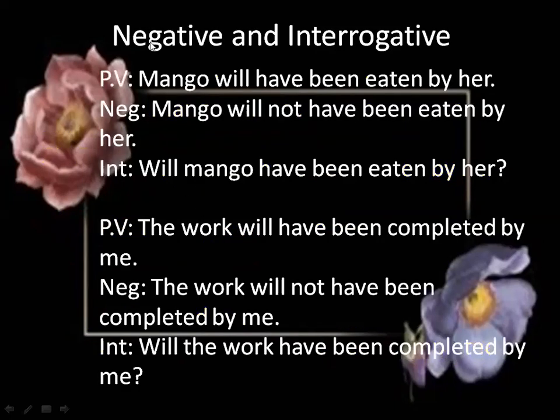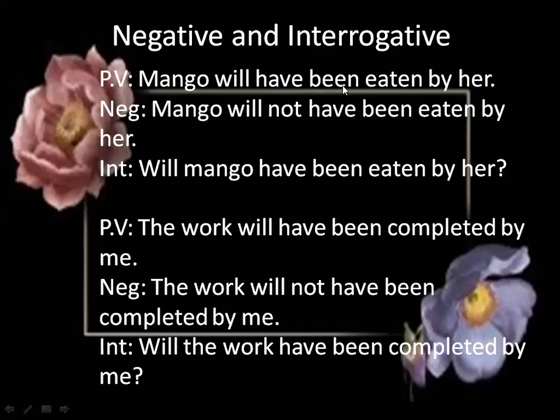Now, when we convert some sentences into negative and interrogative: Mango will have been eaten by her. Mango will not have been eaten by her. Obviously, we have three helping verbs over here. So, has been or have been will always be attached with the been. Okay, has and have will always be attached with the been. So we have to split will have, and put not between them.